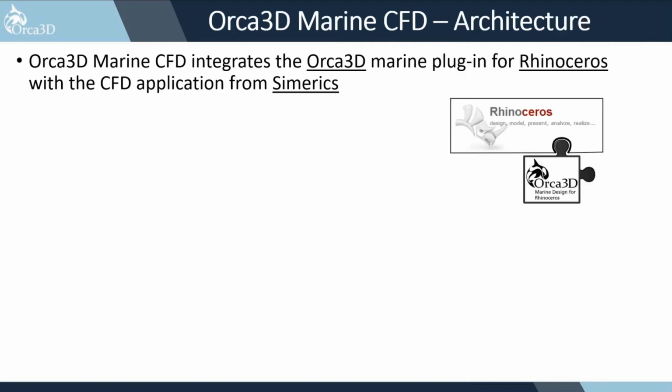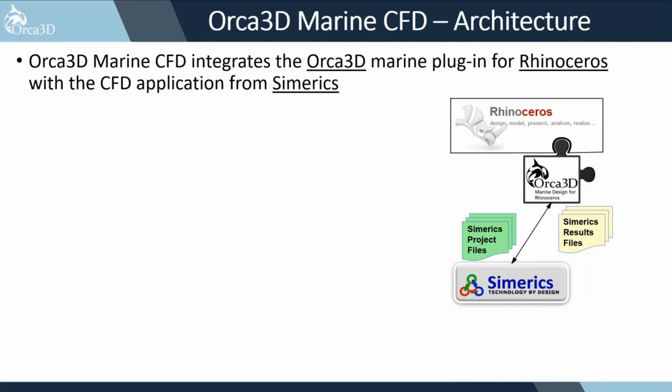So a little bit about the architecture for Orca3D Marine CFD. In order to implement our vision, we developed this architecture that really tightly integrates Rhino, which is the general purpose CAD tool that many of you are familiar with, and the Orca3D Marine plugin. Orca3D, as most of you know, adds marine specific functionality to the general purpose Rhino tool. So things like hydrostatics and stability, weight and cost estimating, hull form design tools, and so forth. The CFD portion of the architecture uses this tool called Simerix MP, which is a general purpose CFD tool.